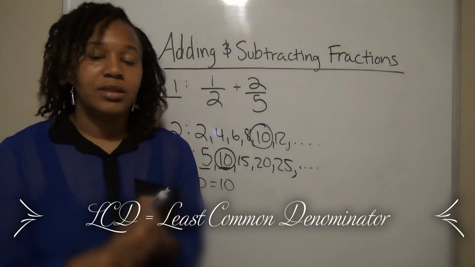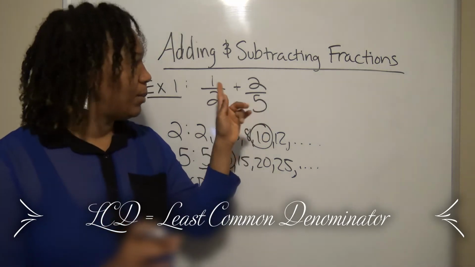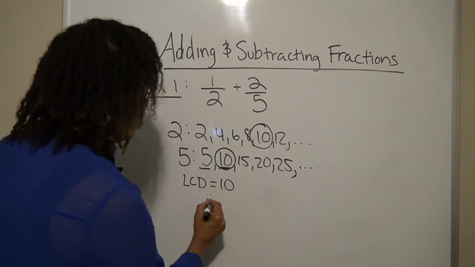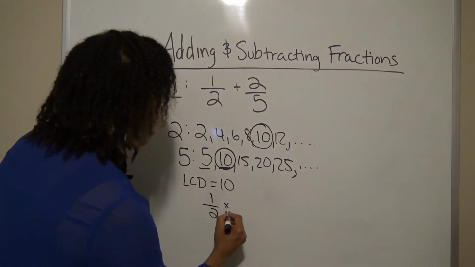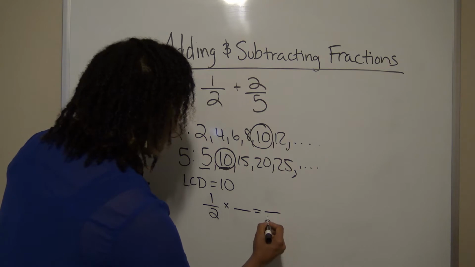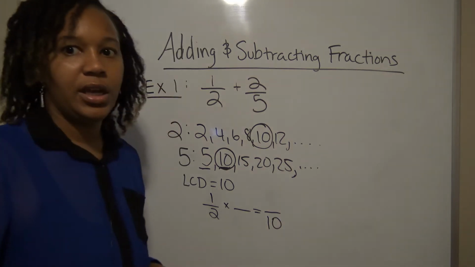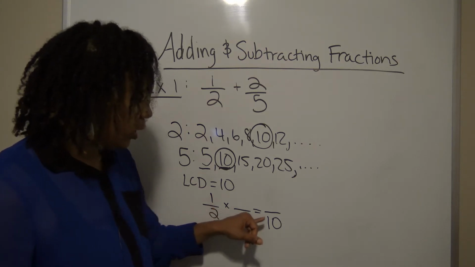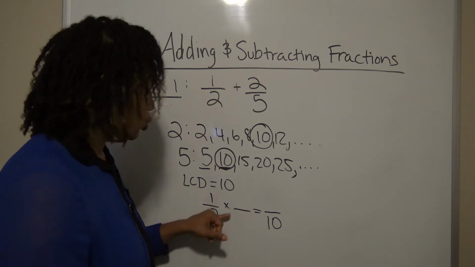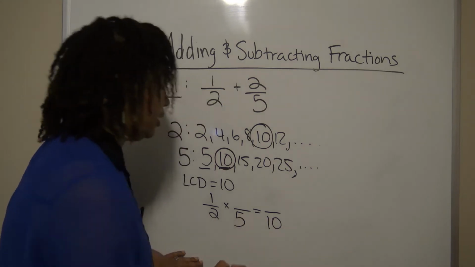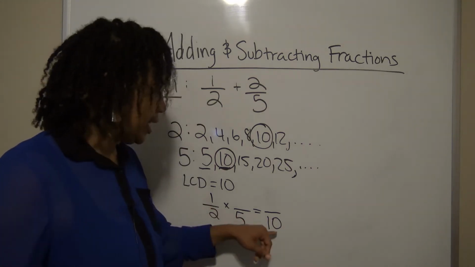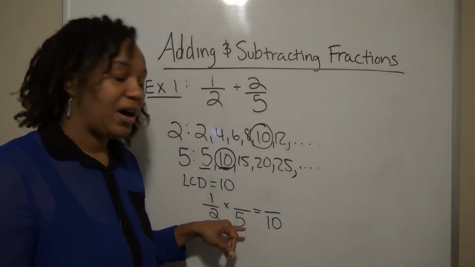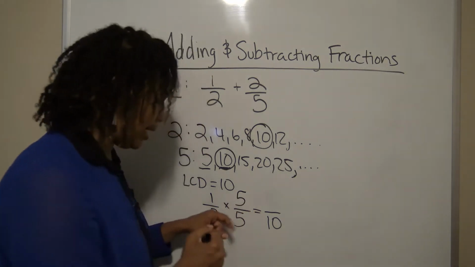Once I know the least common denominator, then I want to make each of these fractions have a denominator of 10. So I want to start with 1/2, and the goal is to make 1/2 have a denominator of 10. So I want to ask myself, 2 times what will give me 10? 2 times 5 will give me 10. So if I want to get 10 in the denominator, I have to multiply 2 by 5. But I can't just multiply 2 by 5. I have to multiply the top and bottom by 5.